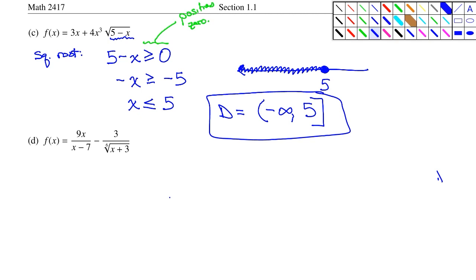Lastly, we have part D. F of x is equal to 9x over x minus 7 minus 3 over the 6th root of x plus 3. So we have sort of a mixture of things here. Let's start with this first fraction. We have a denominator, x minus 7. Well, we know the denominator can't be equal to 0, so I'm going to set that equal to 0 and solve for x. And I get x is equal to 7. This is a bad point. We'll exclude it in our number line in a moment.